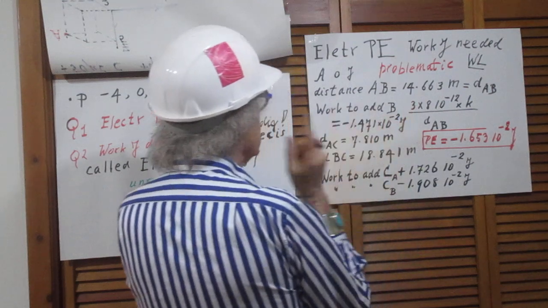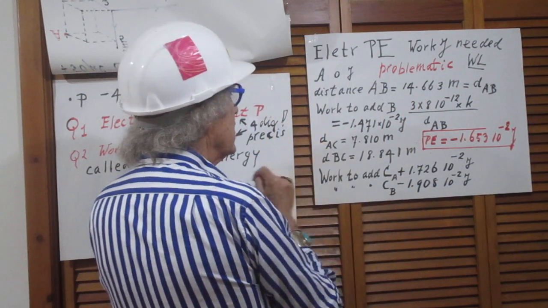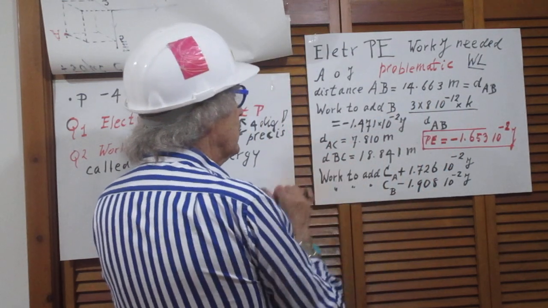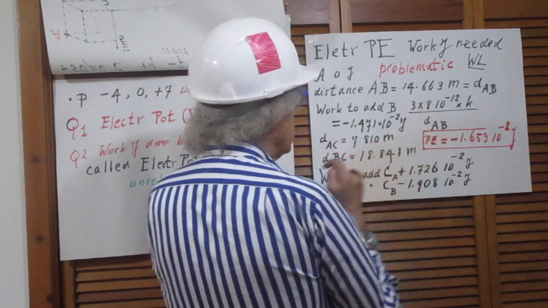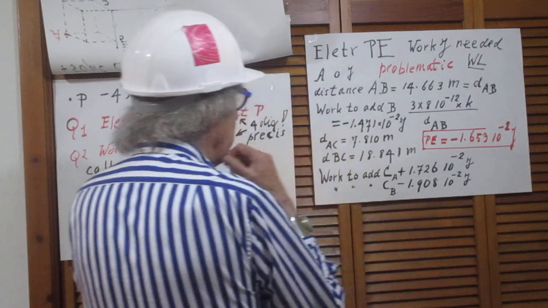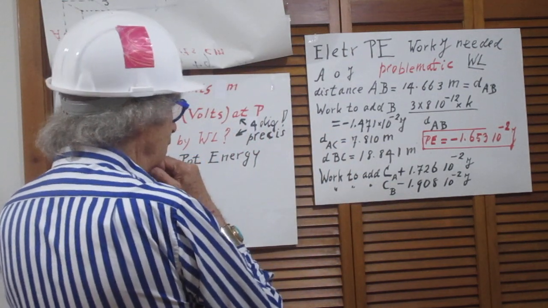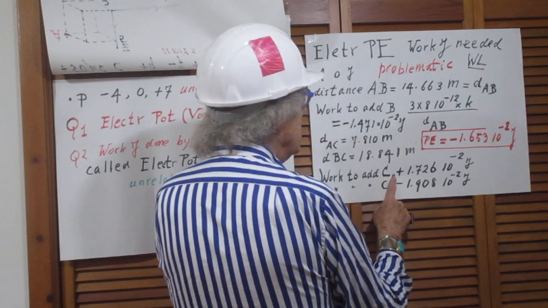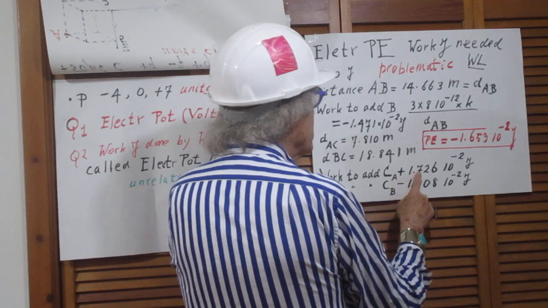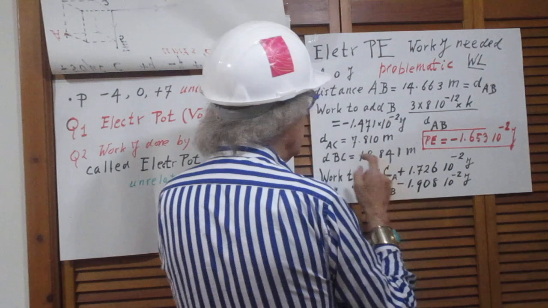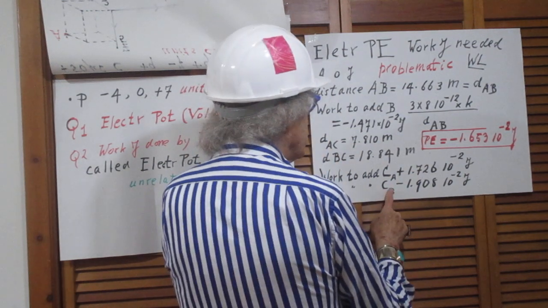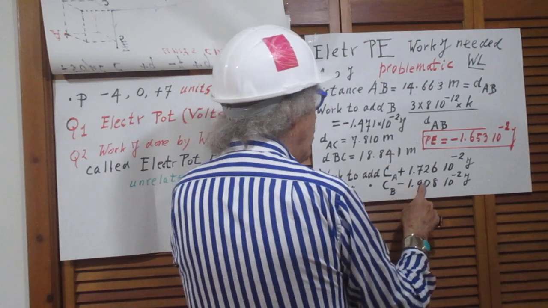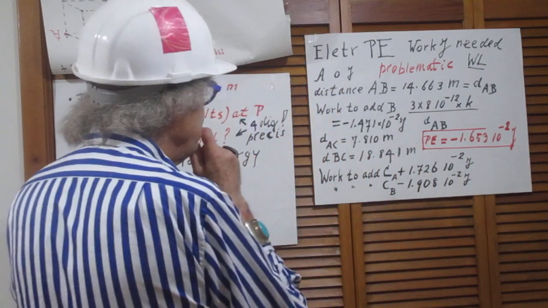You multiply the charge at A with the charge at C. So you get again the product of two charges here. You do here too, you do the charge at B, multiply with the charge at C. It's all exactly what I did here. And you find now that when you add C to A, you have to do 1.726 times 10 to the minus 2 joules. But when you put C, because B is there, you also have to do minus 1.908 times 10 to the minus 2 joules.